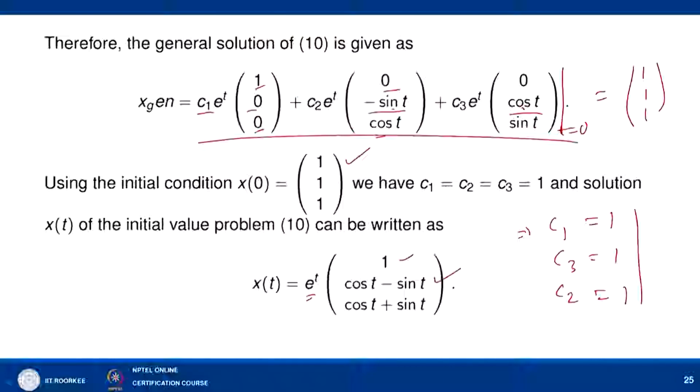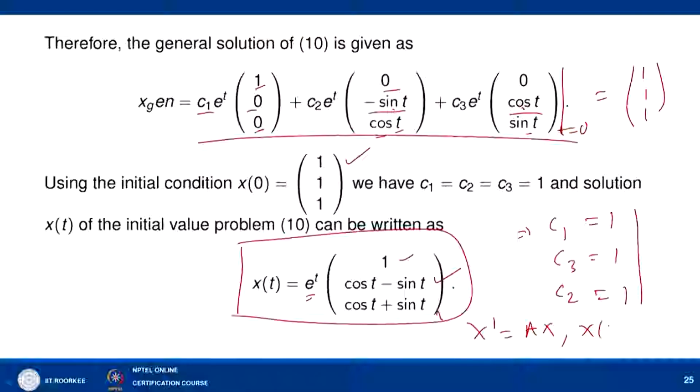So, cos t minus sin t, and in third place we have cos t plus sin t. So, we have this thing. This is the solution of x dash equal to A x with the initial condition that x of 0 is (1, 1, 1), and we can check that it is actually a solution of this. Now, moving on, we have discussed the case when the roots are distinct.